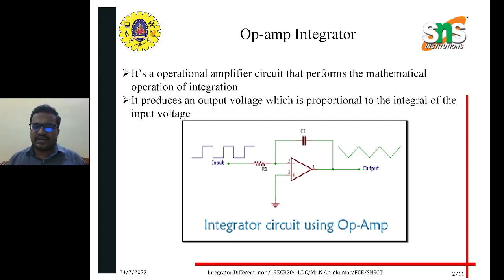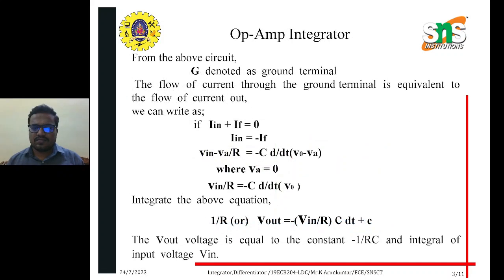In this integrator circuit, the capacitor C1 acts as the integrator, and it converts the pulse waveform into a triangular waveform based on the integration operation. Here we are going to calculate how the input and output waveforms are related. In this slide, the calculation regarding input and output waveforms is given.